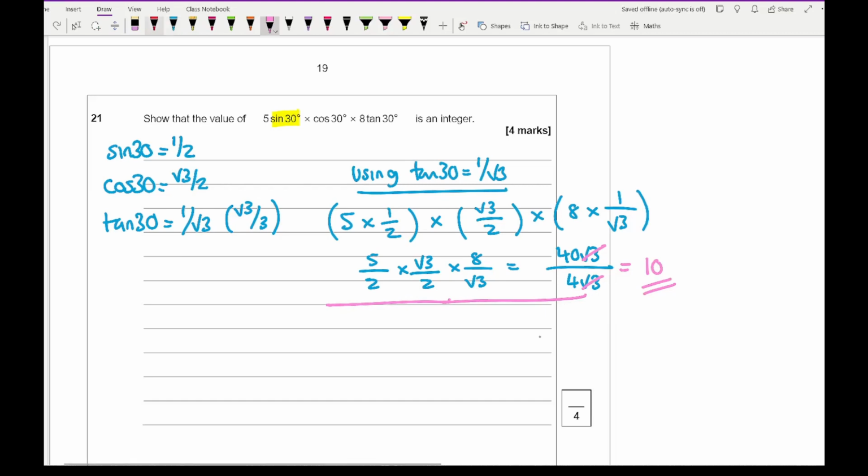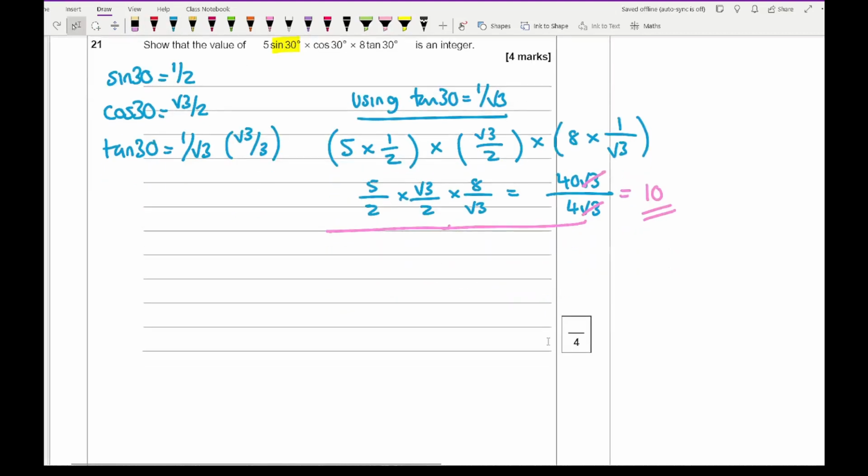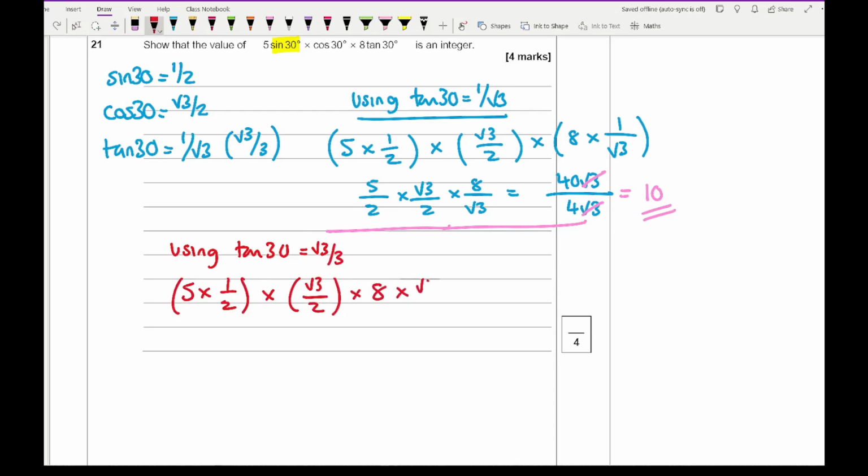Then if I use the other variation of tan 30, so using tan 30 equals root 3 over 3, then I end up with 5 times a half, just like I did before, multiplied by root 3 over 2, multiplied by 8 times root 3 over 3. Then simplifying that, I get 5 over 2 times root 3 over 2 times 8 root 3 over 3.